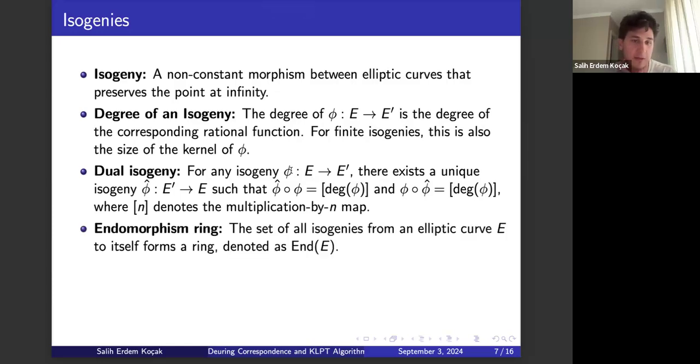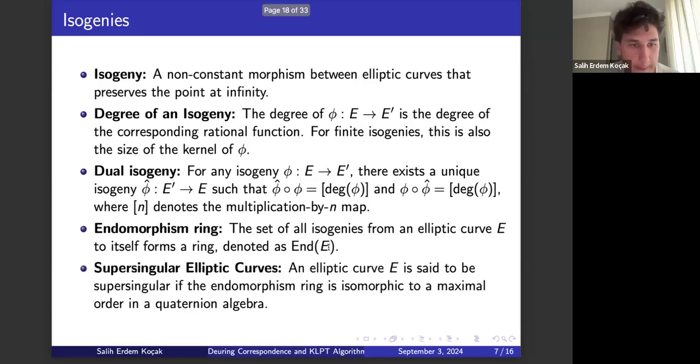Another concept here is the endomorphism ring of an elliptic curve. For an elliptic curve E, it is possible to define the set of isogenies going from E to E again. These isogenies form a ring. The operations here are the summation of two isogenies, and the composition of those isogenies as multiplication. This set with these two operations forms a ring, and we denote it by End(E).